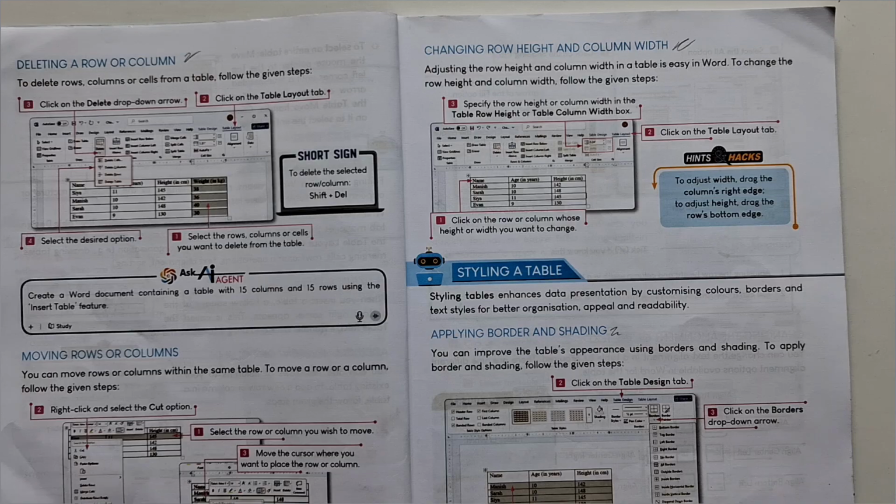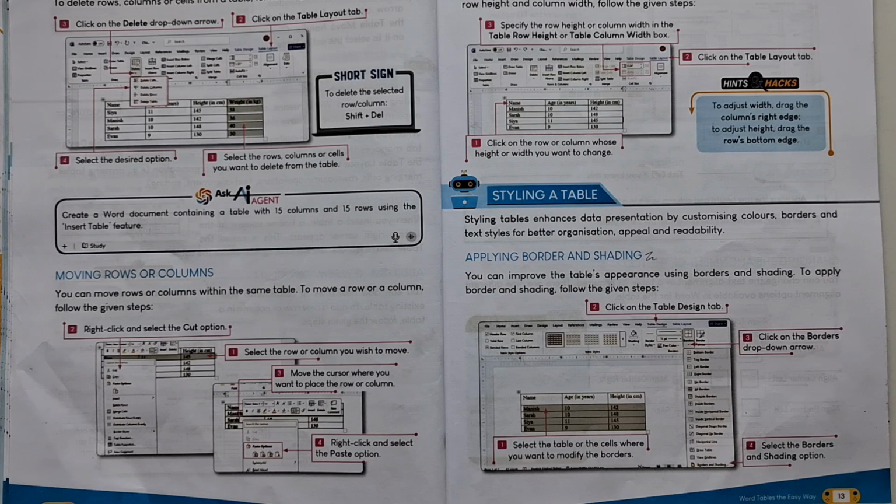Styling tables enhances data presentation by customizing colors, borders and text style for better organization and readability. Kids, now next topic, applying border and shading. You can improve the table's appearance using borders and shading. To apply border and shading, follow the given steps. First step, select the table or the cell where you want to modify the borders.